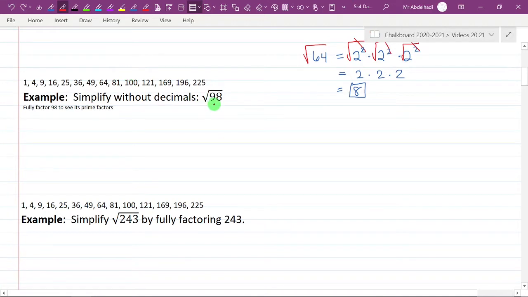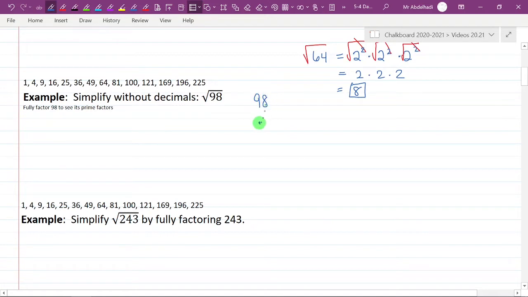So it's going to be, if you did it in decimal, which we're not allowed to do here, you would get 9 point something. Okay, if you tried to do this with a calculator, but we don't want the decimal. We want to reduce this, simplify this with no decimals, get an exact answer. So what do we do? Well, I'm going to make a factor tree and break it down.